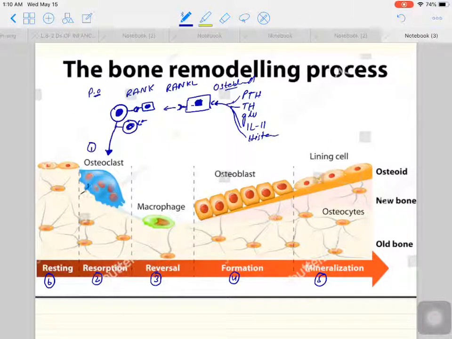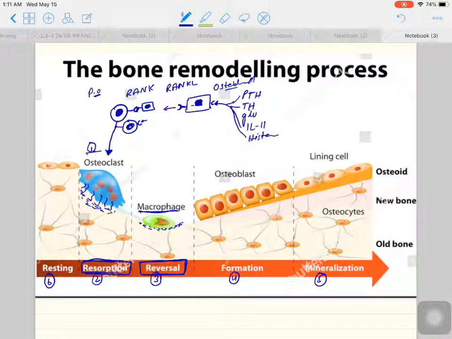Then the osteoclast releases hydrochloric acid. They start to damage the bone. So this process is activation of osteoclast, and the damaging process is the bone resorption process. After this, the debris of the damaged bone is engulfed by macrophages. So this process is the reversal process, the third process.